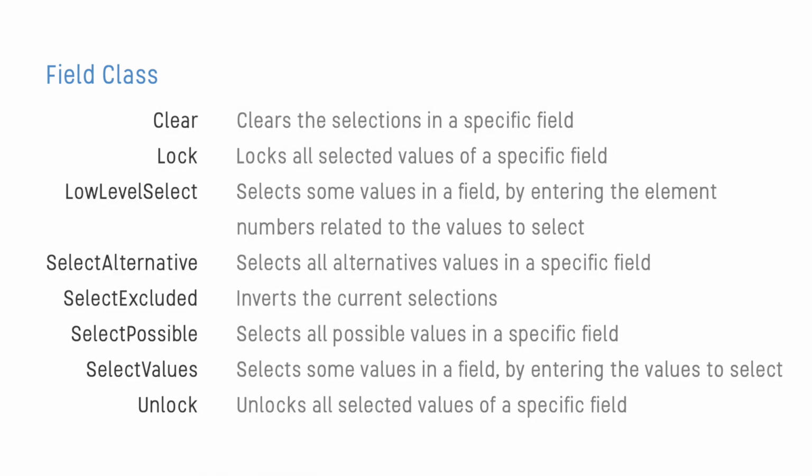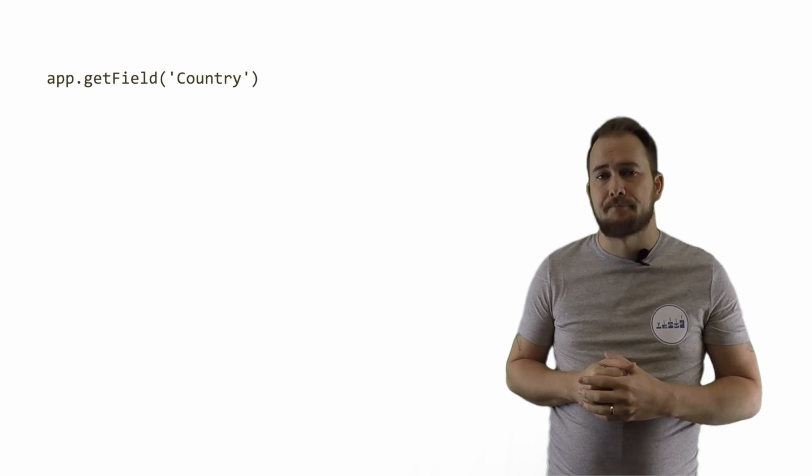Here are some of the available methods on the field class. We'll start by getting an instance of the field class to represent the country field, which is done by using the getField method on the app. The only required parameter is the name of the field we want to use, so in this case, country.